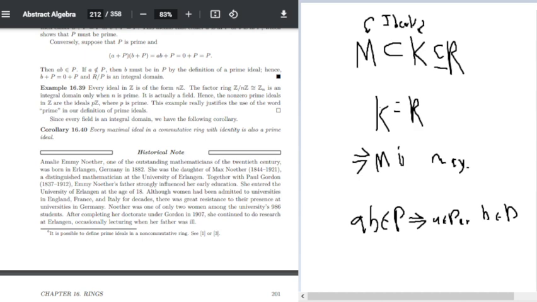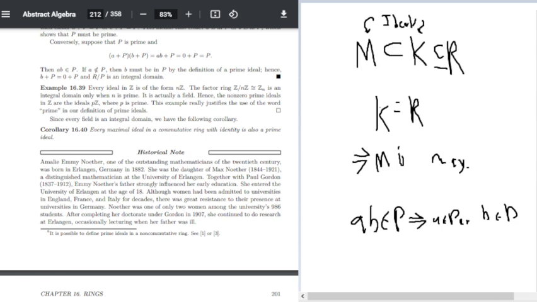Example 16.39. Every ideal in Z is of the form nZ. The factor ring Z over nZ, which is isomorphic to Z mod n, is an integral domain only when n is prime. It is actually a field in this case, as we showed earlier. Hence, the non-zero prime ideals in Z are the ideals pZ, where p is prime. This example really justifies the use of the word prime in our definition of prime ideals.